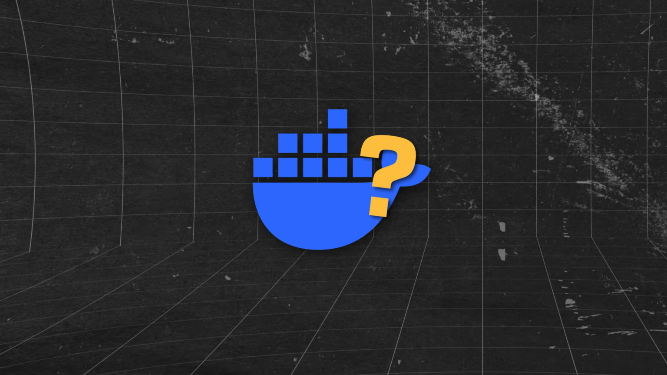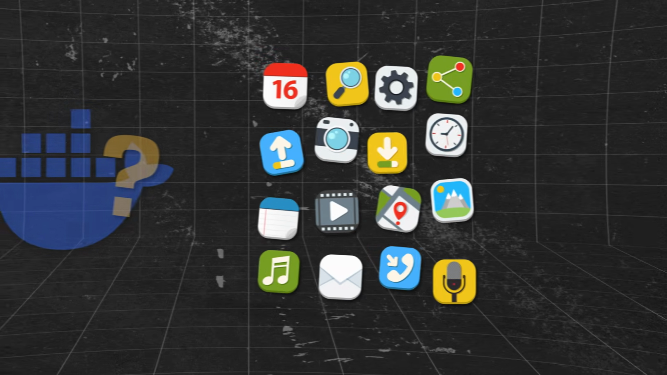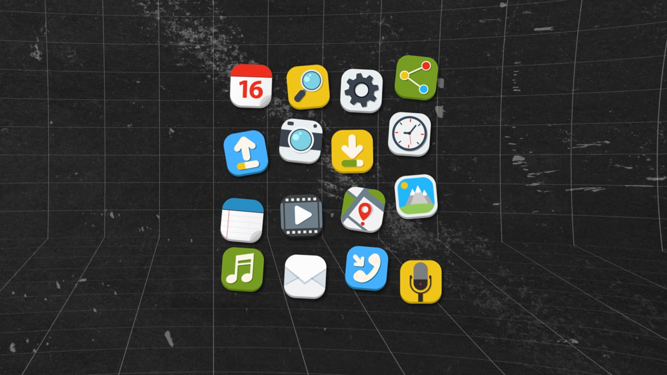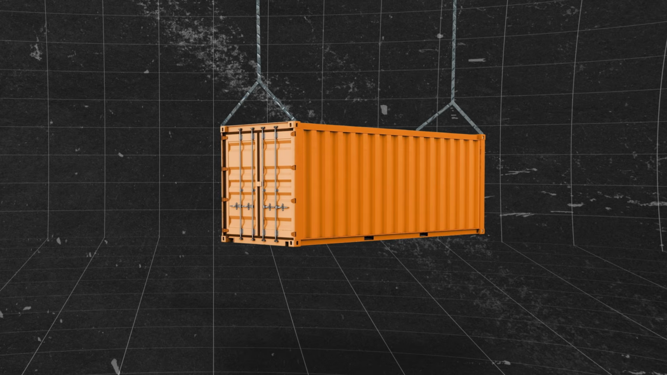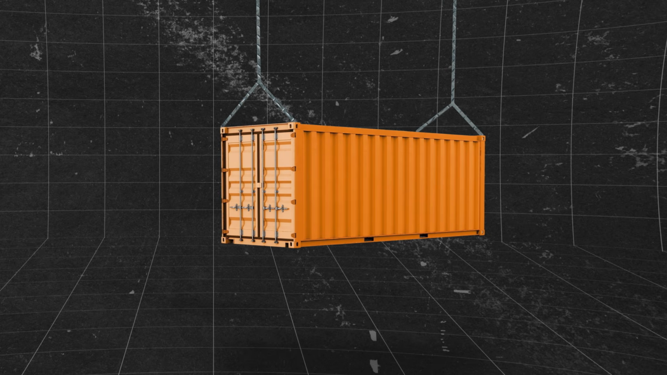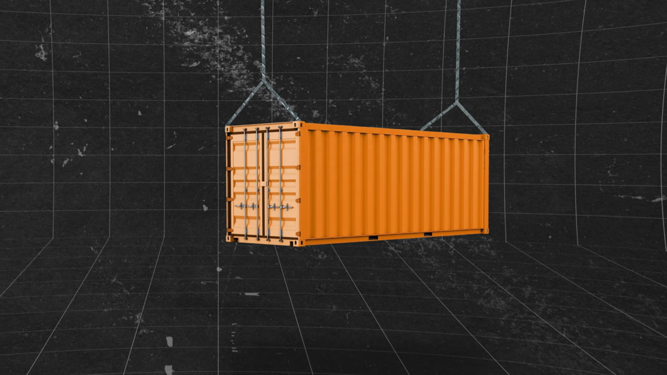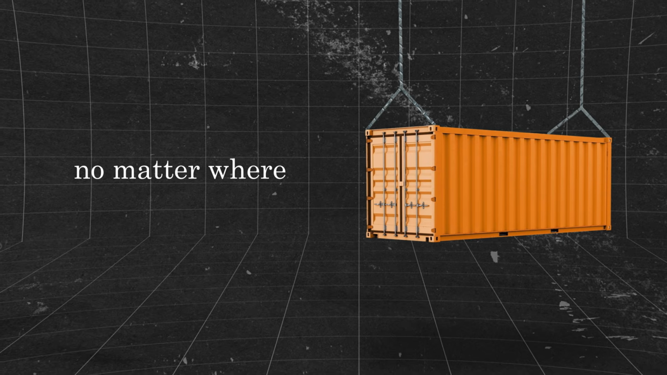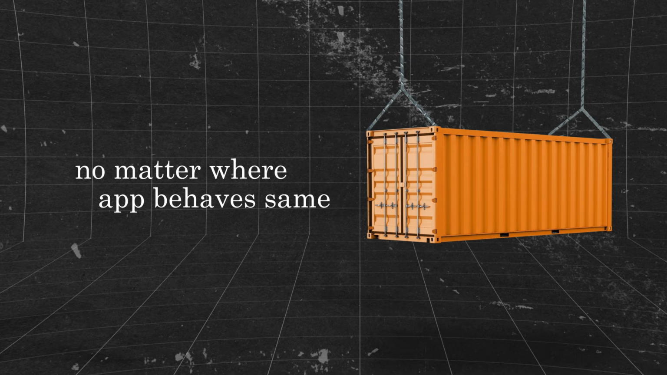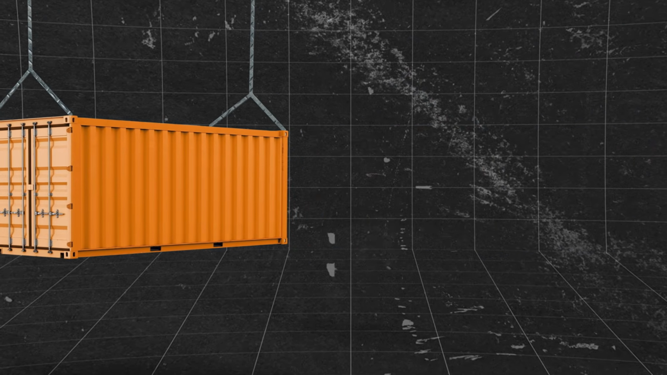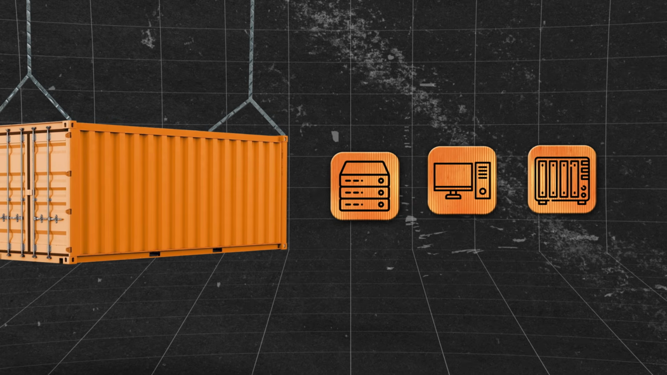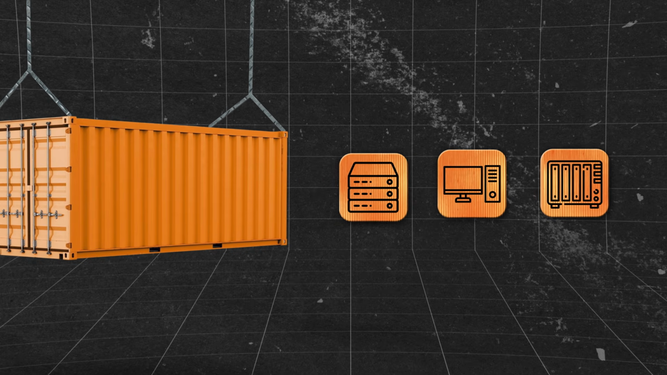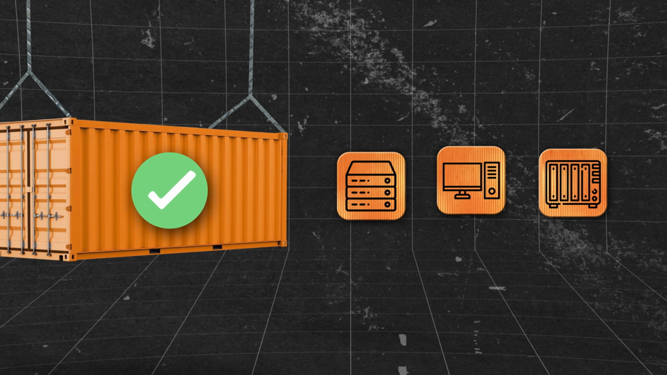So, what exactly is Docker? Docker is a platform that packages applications into small, self-contained units called containers. These containers include everything the app needs to run, so you don't have to worry about missing files or incompatible setups. No matter where you run it, the app behaves the same way. That also means you can move your applications easily between systems. Whether it's your NAS, your PC, or another server, you don't need to rebuild anything. If Docker is installed, your container will run.